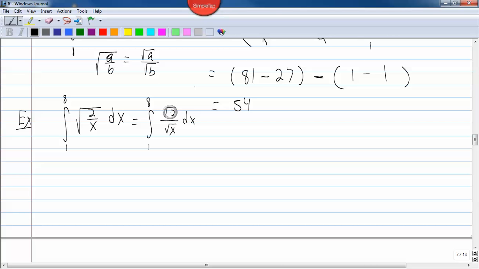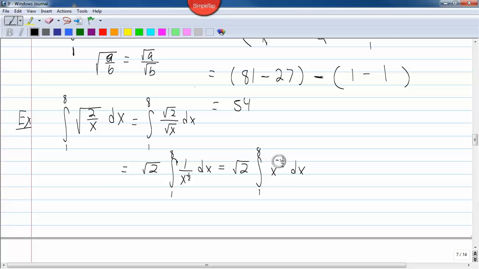And anytime you have a constant with an integral, you can just take that constant out in front of the integral. So this is the square root of 2 times the integral from 1 to 8 of 1 over x to the 1/2. Well, we can't integrate that like it is. We can't apply the power rule. We need this to be in the numerator. So that's equal to the square root of 2 times the integral from 1 to 8 of x to the negative 1/2.